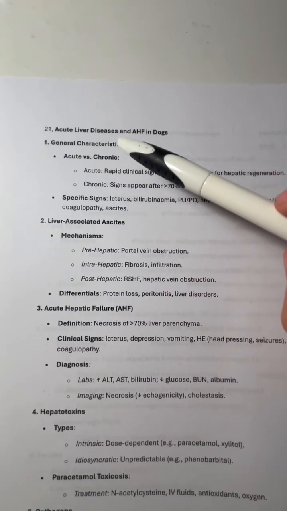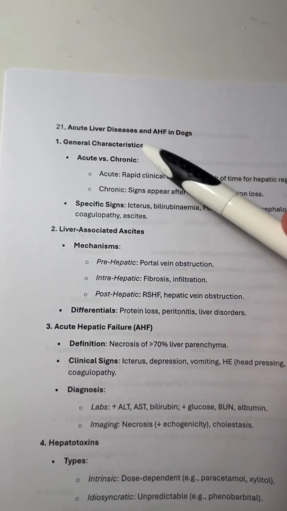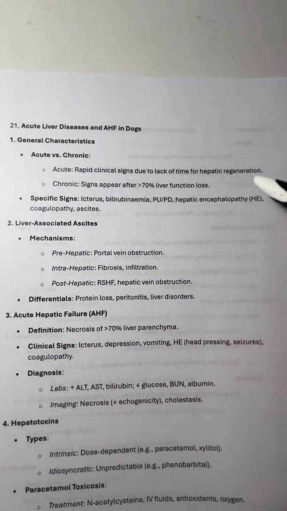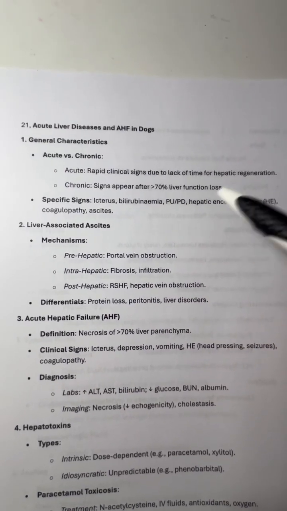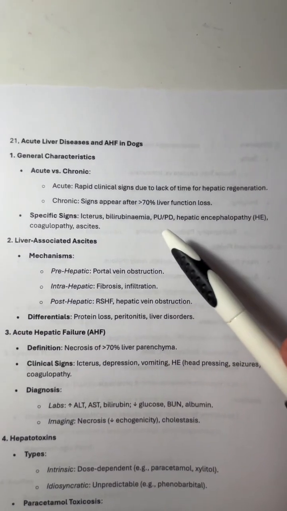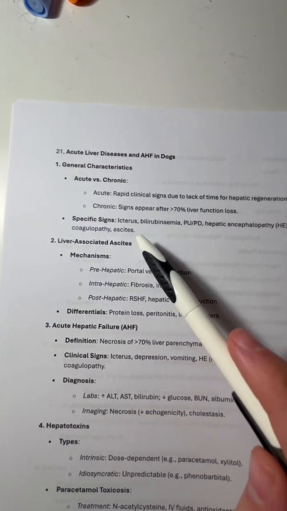Acute liver diseases and acute hepatic failure in dogs. For the general characteristics in acute versus chronic, in acute, there's rapid clinical signs due to a lack of time for hepatic regeneration. Chronic signs only appear after over 70% of liver function is lost. Specific signs are icterus, bilirubinemia, polyuria, polydipsia, hepatic encephalopathy, coagulopathy, and ascites.